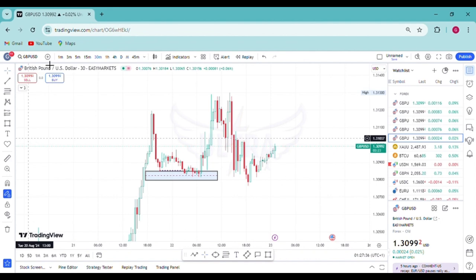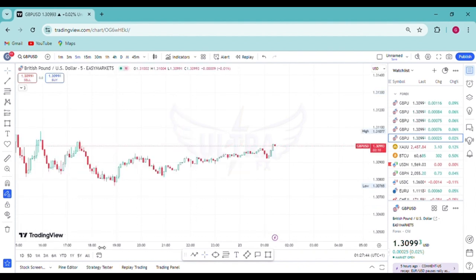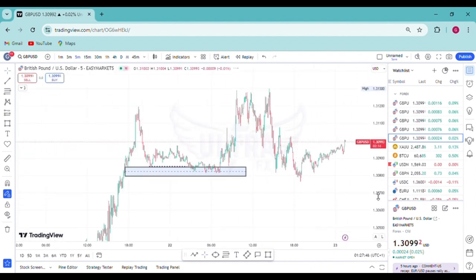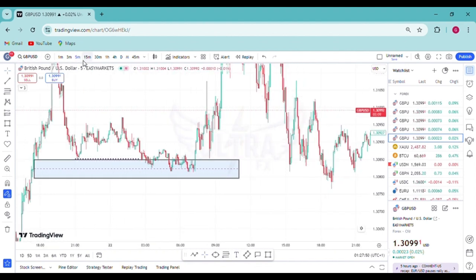Let's go to a 15-minute time frame or a 5-minute time frame. Let me show you the liquidity I see here. So this is on the lower time frame, which is our 5-minute time frame. You can see that the market takes out this liquidity and taps into this fair value gap right here.